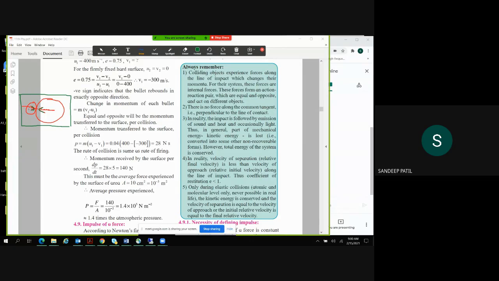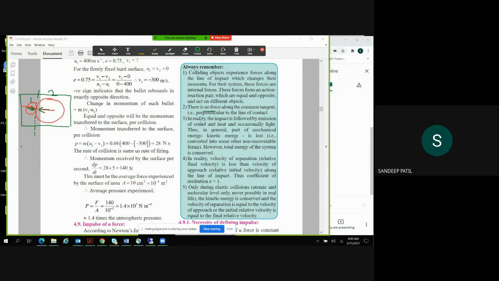These forces form an action and reaction pair. Here we can see that action and reaction are equal and opposite and act on different objects. This force is on object one, and this is from object number two. There is no force along the common tangent.